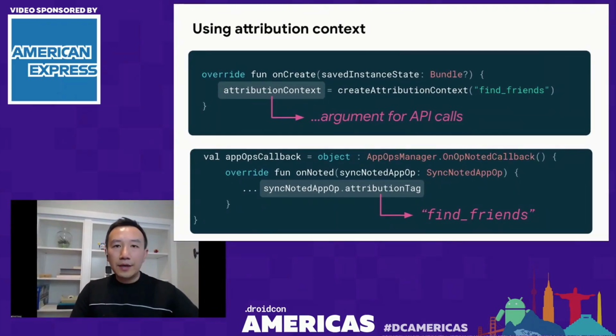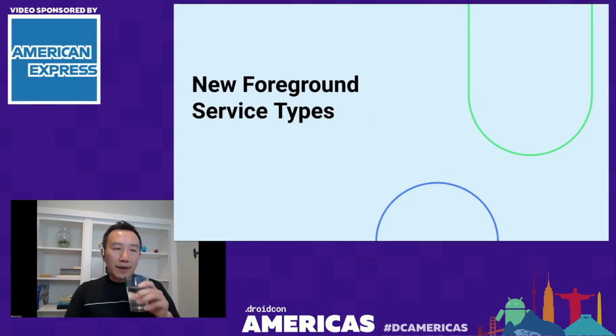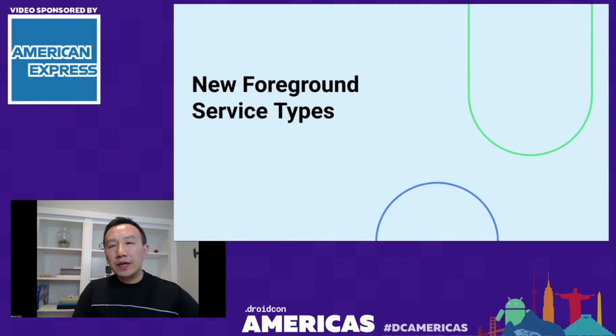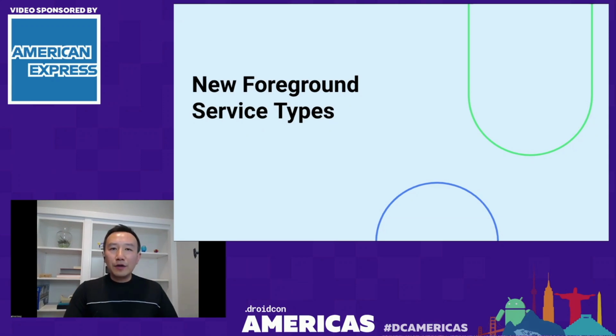Now, let's talk about another topic. Foreground service type. Now, again, like for a lot of existing developers, I think foreground services is something that you are already familiar with. They are typically used for implementing ongoing tasks, such as downloading large files remotely. There are battery implications, and you should use them carefully and judiciously.